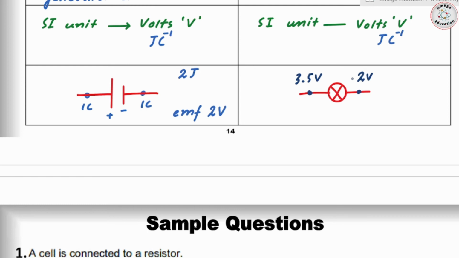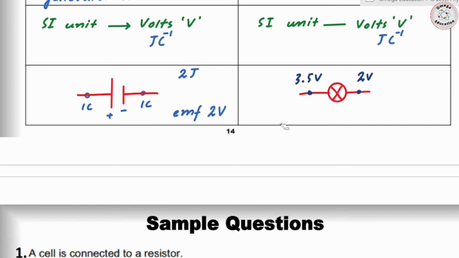As the light bulb is being operated, it heats up as well, so some of the energy would be wasted in the form of heat. Now the coulomb of charge is deprived of some of its energy. What is the difference between the potential at these two ends? Well, the difference is 1.5 volts.